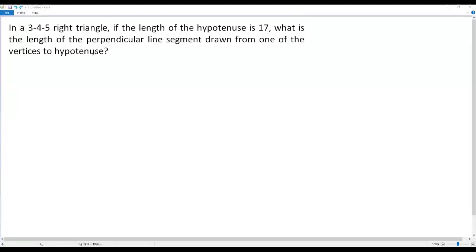Here we have a city math problem. Okay, let's go to the question. In a 3, 4, 5 right triangle, if the length of the hypotenuse is 17, what is the length of the perpendicular line segment drawn from one of the vertices to the hypotenuse?